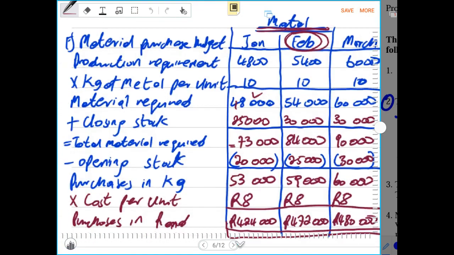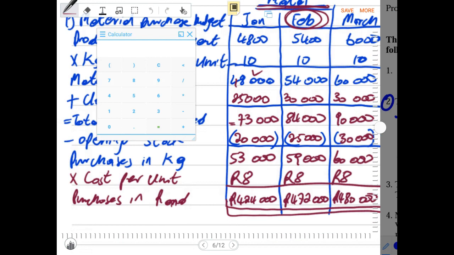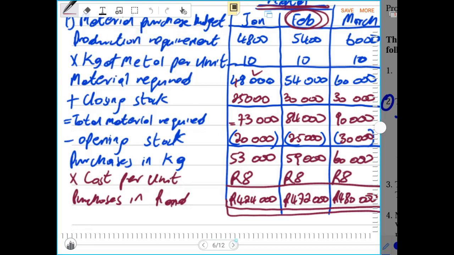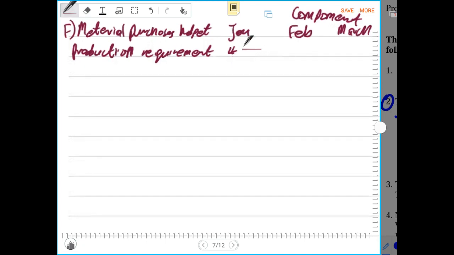So now it's not 48,000, it's 4,800. So let me just recalculate this. It was 424,000 divided by 4,800, that is 88 rand. So now it is 4,800, not 48,000. 4,800, 5,400, and this is 6,000 respectively.